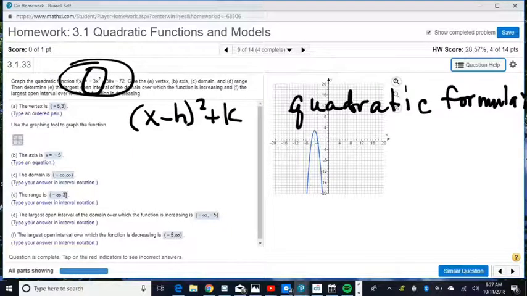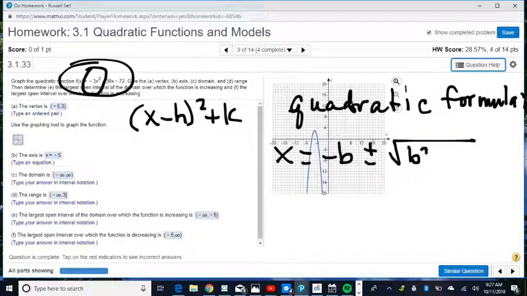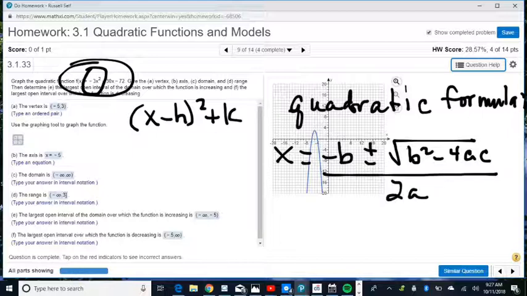And remember, the quadratic formula says that x is equal to negative b plus or minus the square root of b squared minus 4ac, all over 2a. Now, the good news here is that we're not going to use the entire formula. We're only going to use a little piece of it to be able to find that x value.